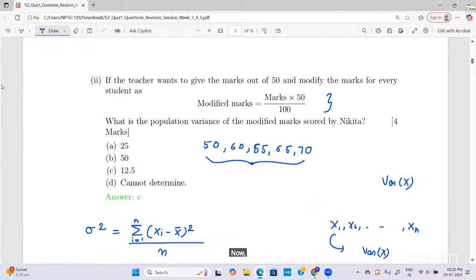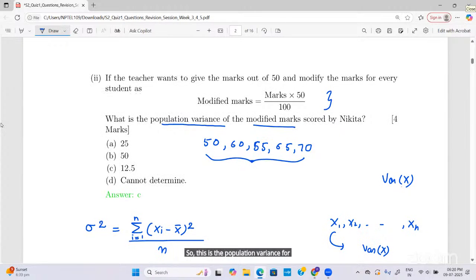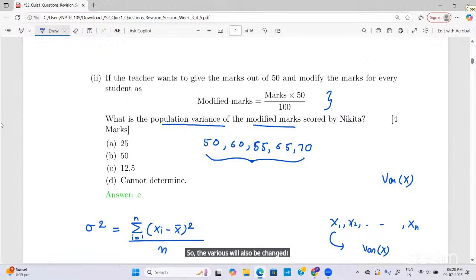Now, according to the question, we have to calculate the population variance of the modified marks. This is the population variance for the old marks, and we have done some modification, so the variance will also change. We have to do the modification in the variance also. What we have done is multiply by 50 and divide by 100, or we can say we have multiplied by 50 by 100 into marks. This modification we have done.